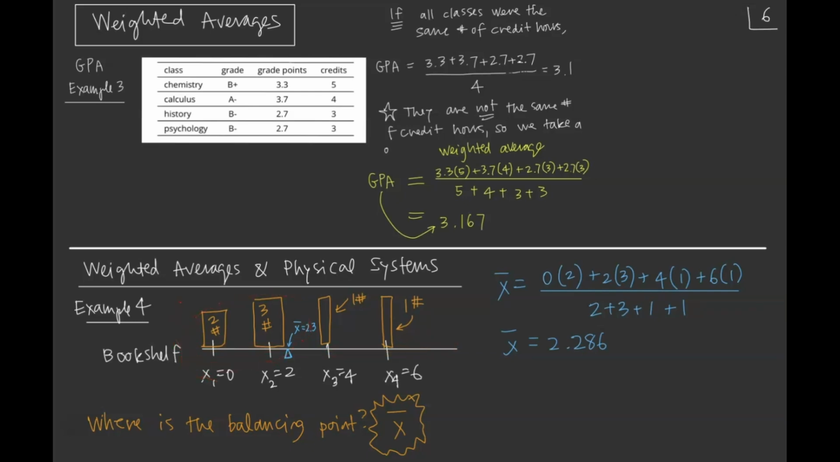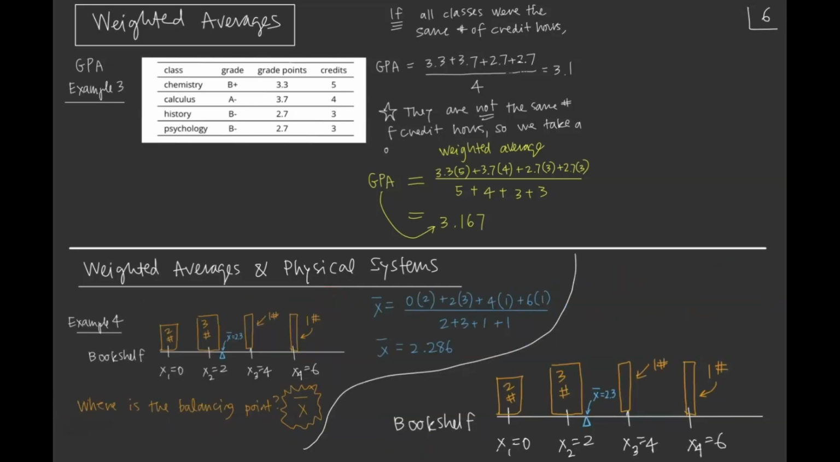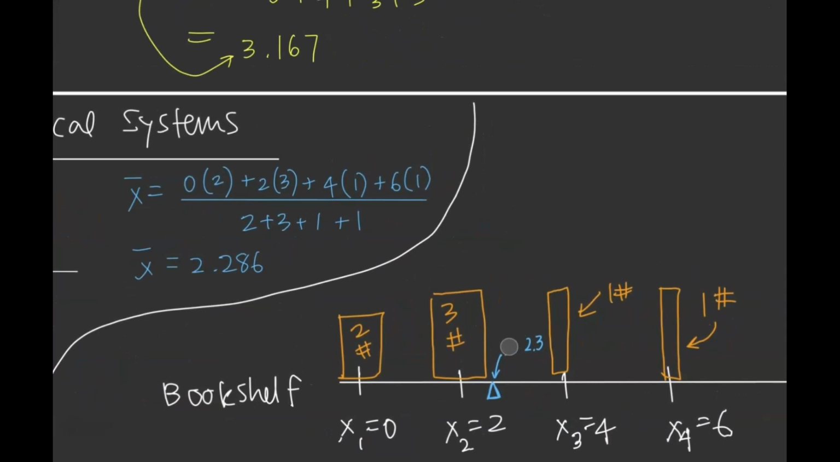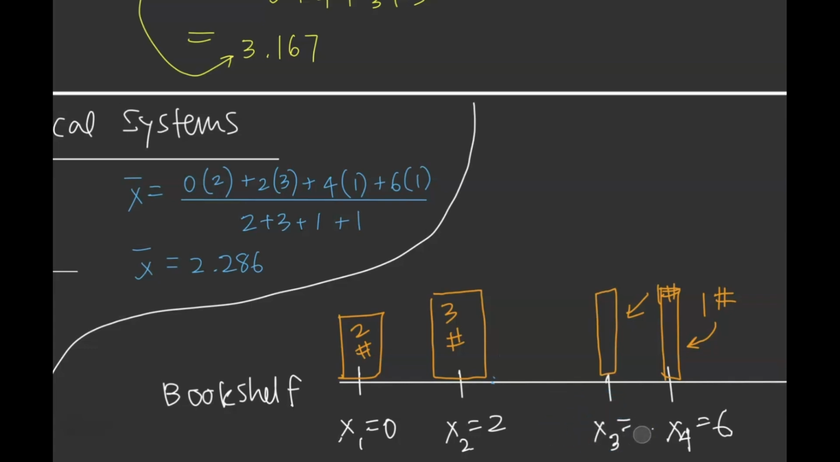What if we scooched over one of these books? Like, what if we moved this book over? Let's see what happens in that case. Okay, this time we have a bookshelf. I'm going to take off the old center of mass, and we're actually going to move this book over, say it's 5 units away from the left side. So instead of being at position 4, it's at position 5. How does that change the center of mass?